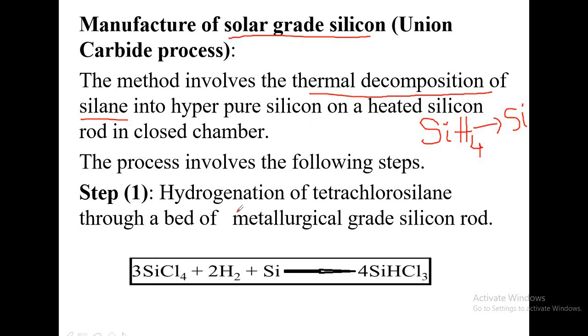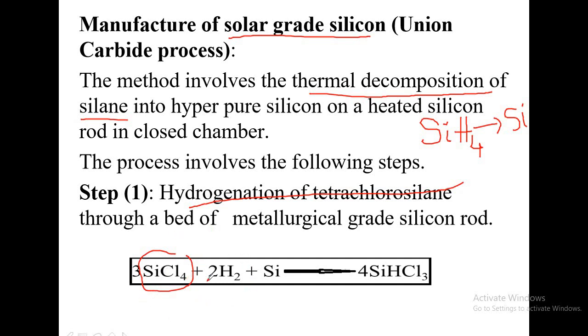Step 1 is hydrogenation of tetrachlorosilane. So you have to take tetrachlorosilane. This formula very much resembles that of silane. Silane is SiH4, whereas tetrachlorosilane is SiCl4. So all the hydrogen atoms here are replaced or substituted by chlorine atoms. This is the initial compound we are taking. This is a precursor, we can say, that is tetrachlorosilane.